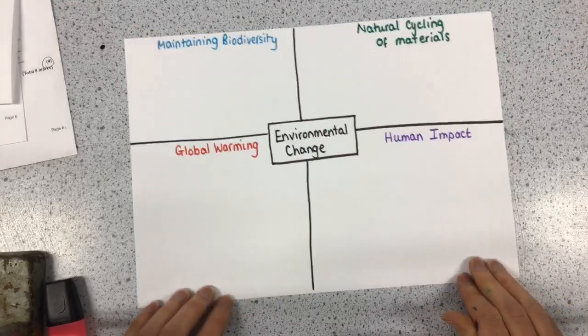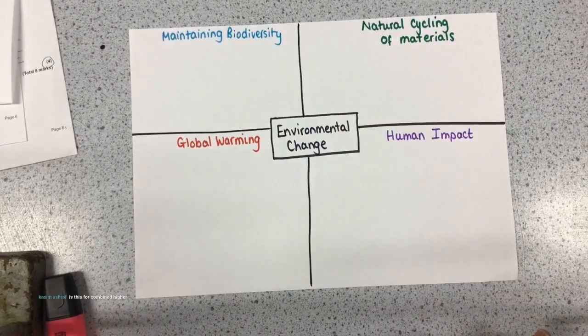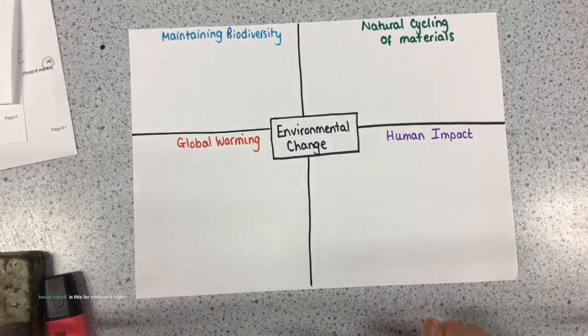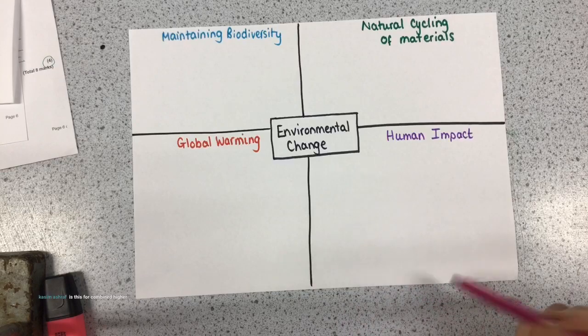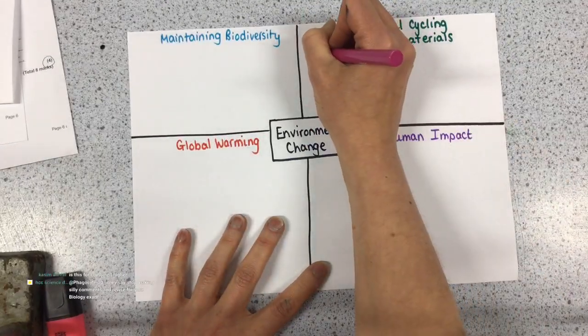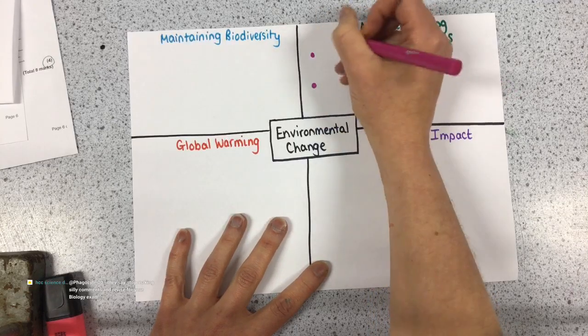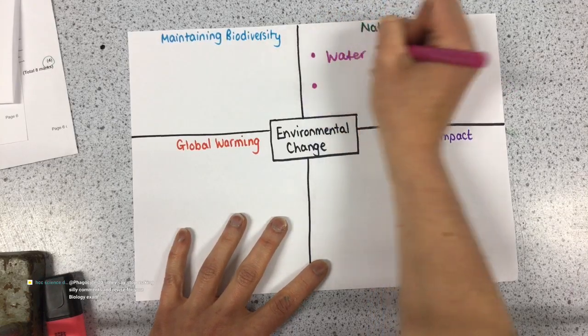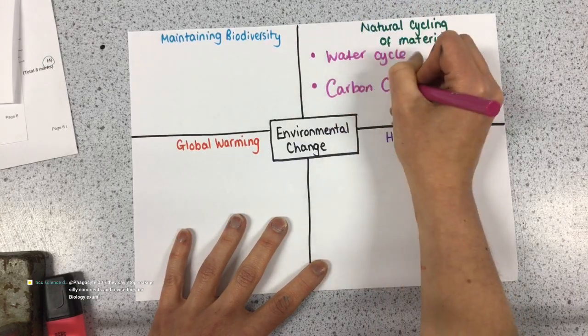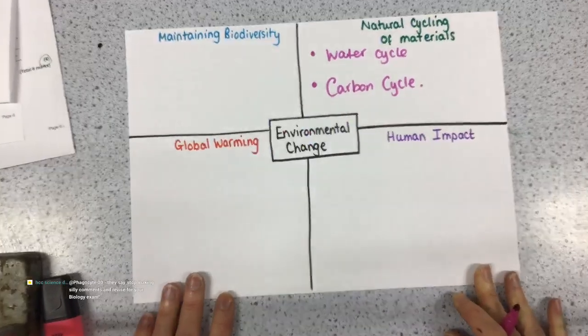Now, we're going to look at the last part in interdependence now, which is environmental change. This is the one that links into the chemistry as well, because it has global warming on and humans' impact on the environment. So, the first thing we're going to look at is natural cycling of materials. So, ones where naturally materials cycle, and we're going to look at the water cycle, and we're going to look at the carbon cycle. So, those are the two that you need for this one.